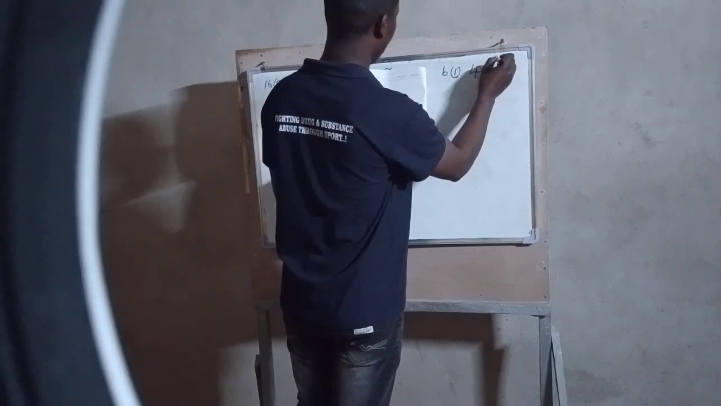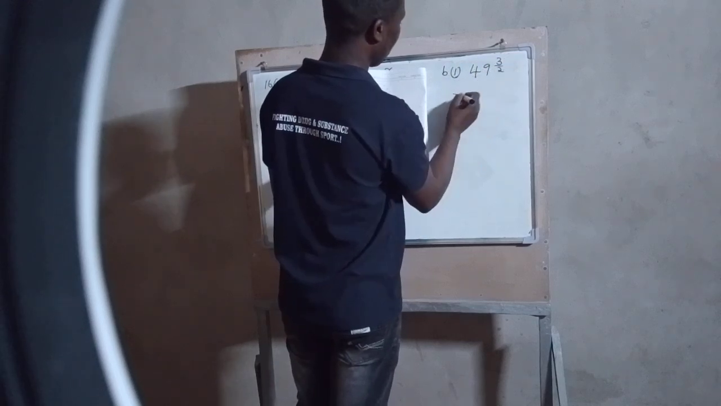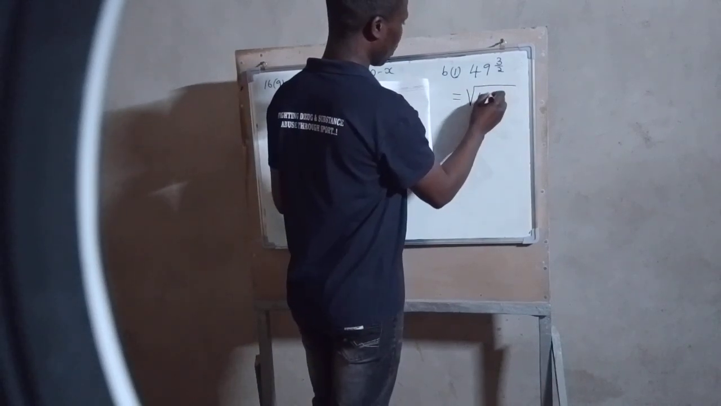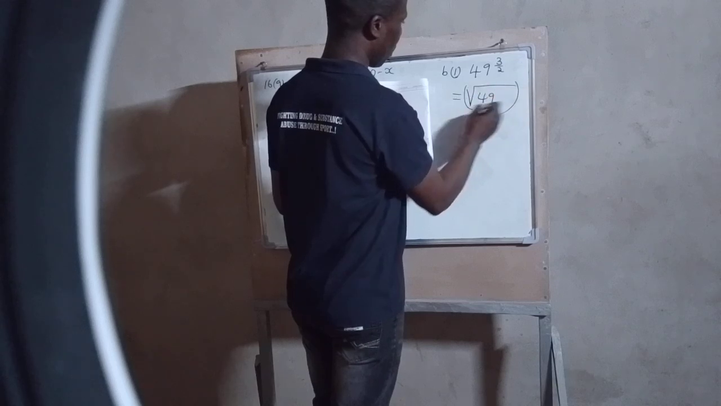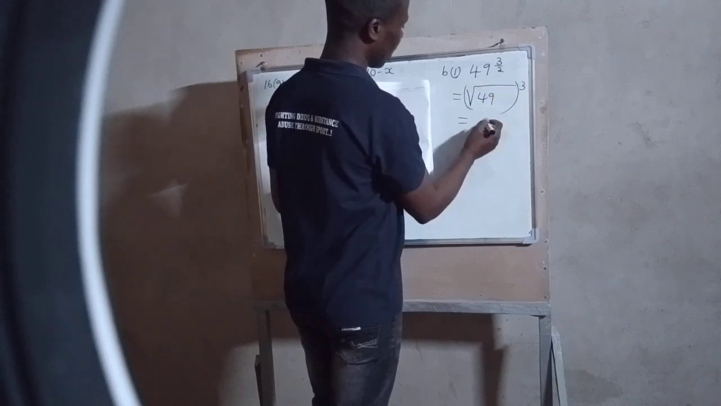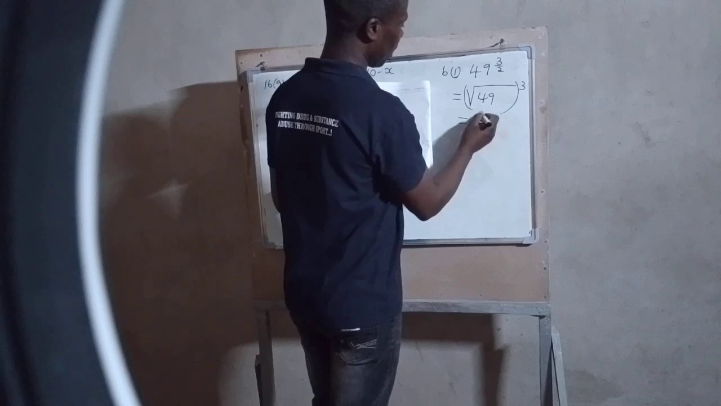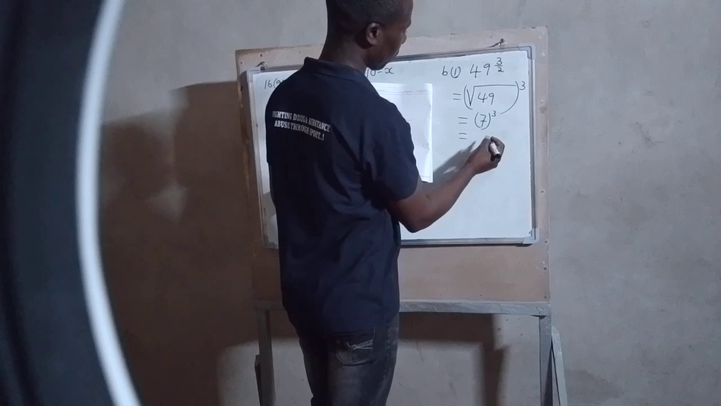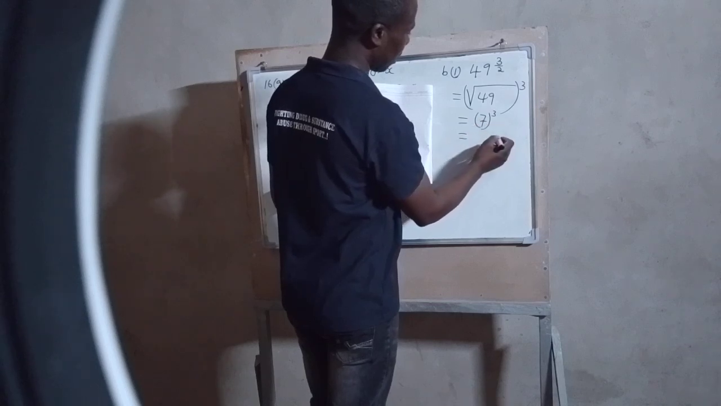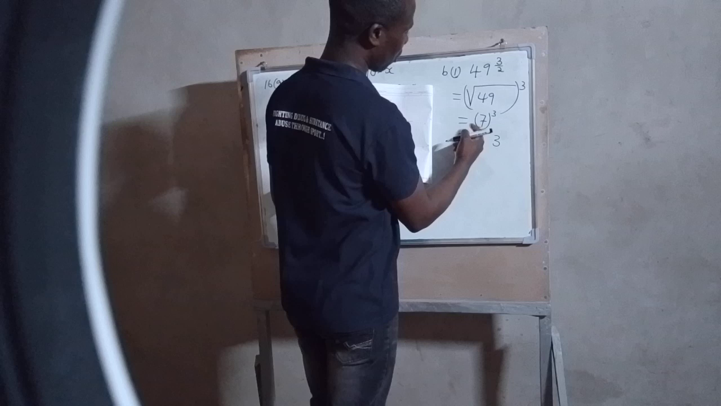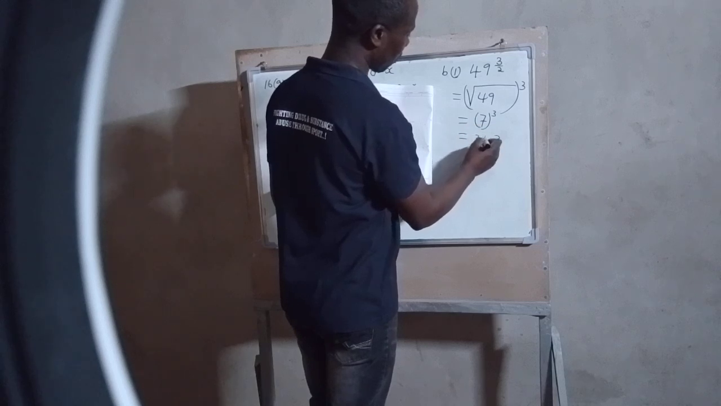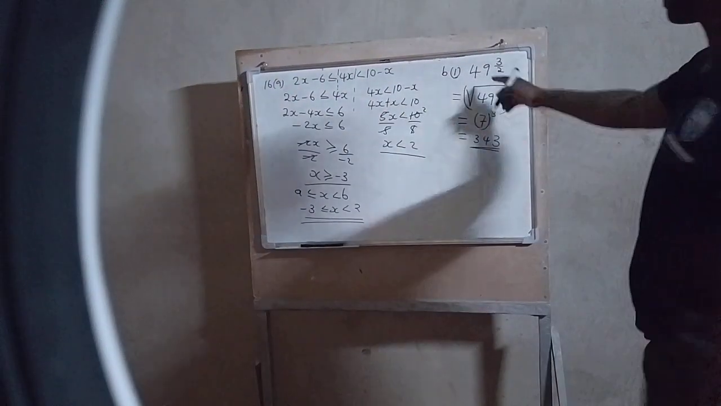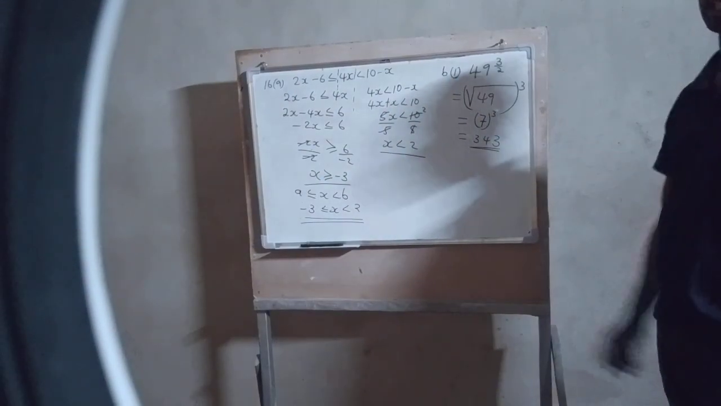49 to the power 3 over 2. Applying the laws of indices, this becomes the square root of 49 raised to the power 3. The square root of 49 is 7. So 7 raised to the power 3. 7 times 7, that's 49. 49 times 7, 7 times 9 is 63, 3 carry 6. 7 times 4 is 28 plus 6, that's 34. So it becomes 343. So 49 to the power 3 over 2 is 343.